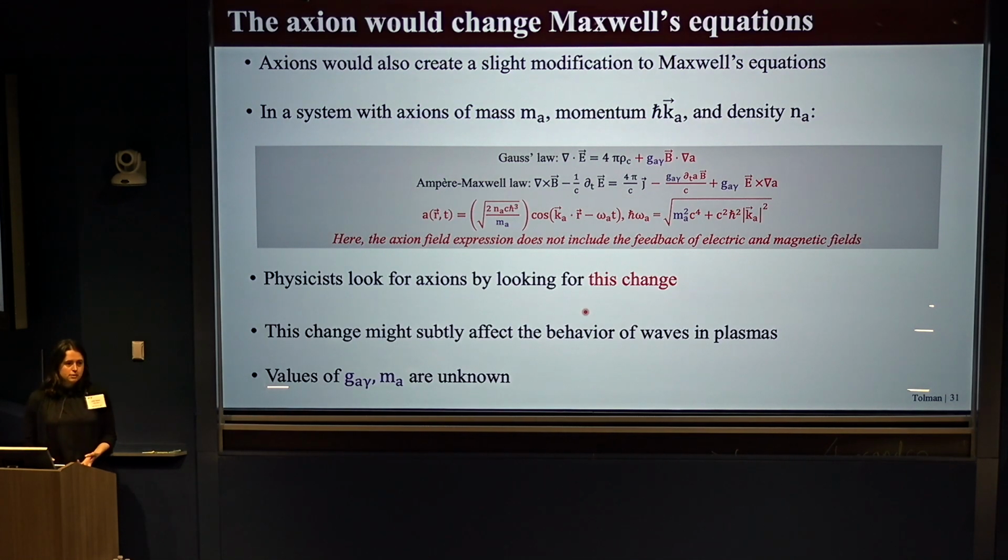So one way that physicists look for this axion particle, which is a potential dark matter candidate, is by looking for this change in Maxwell's equations. And this change might subtly affect the behavior of waves in plasmas, because we discussed at the beginning of this talk that plasmas are this state of matter where we've got all these charged particles, which are interacting via Maxwell's equations. And if Maxwell's equations are different, then the behavior of plasmas is different as well. So this is actually a really interesting area of plasma physics. But a big problem is that it's not clear what the value of the coupling constant and the axion mass would be in this modification.